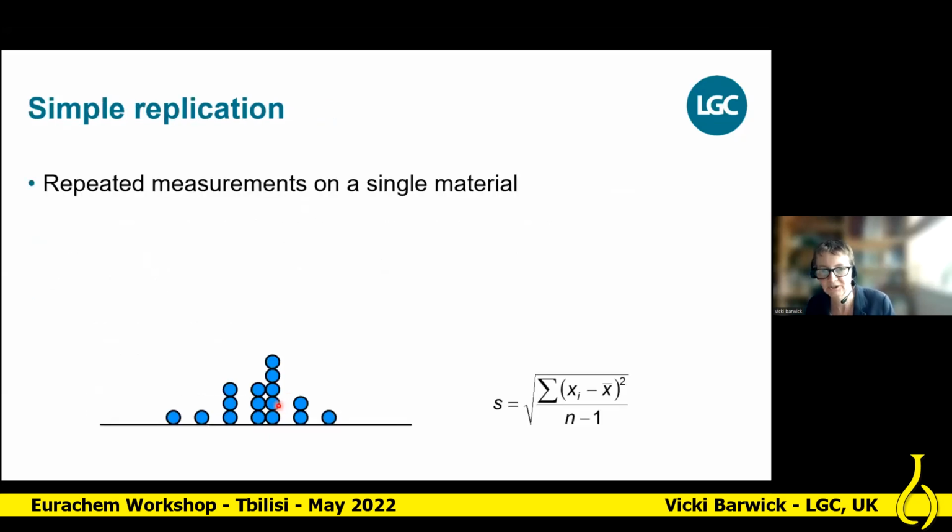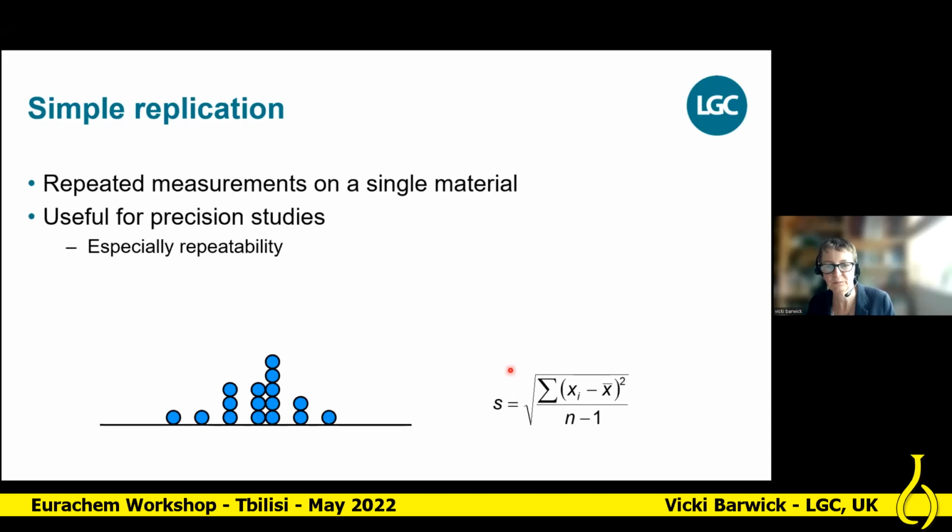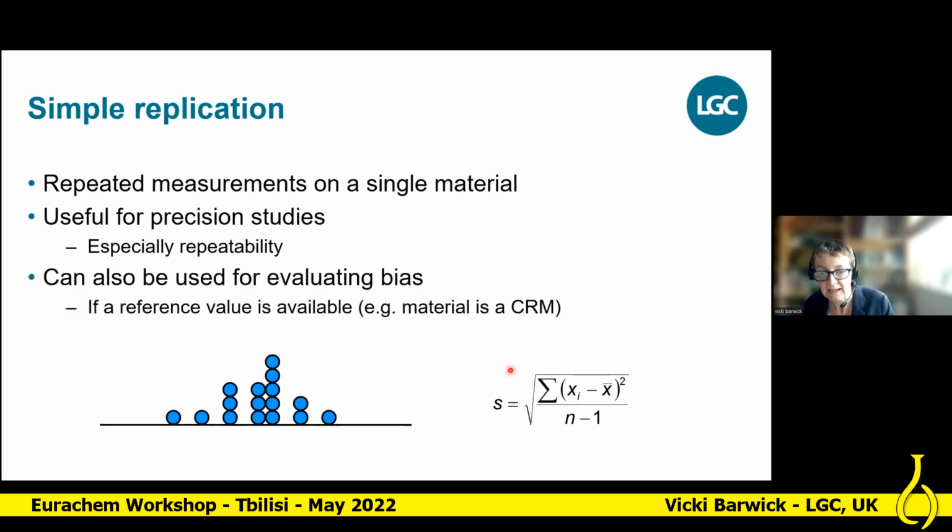So simple replication is literally where you just make repeated measurements on a single material, and then we can calculate the standard deviation of those results. This can be particularly useful for precision studies, and especially where we're perhaps just looking at repeatability, where measurements are made one after the other under very controlled conditions. If we happen to be analysing a reference material, then we could potentially also evaluate bias from that data.